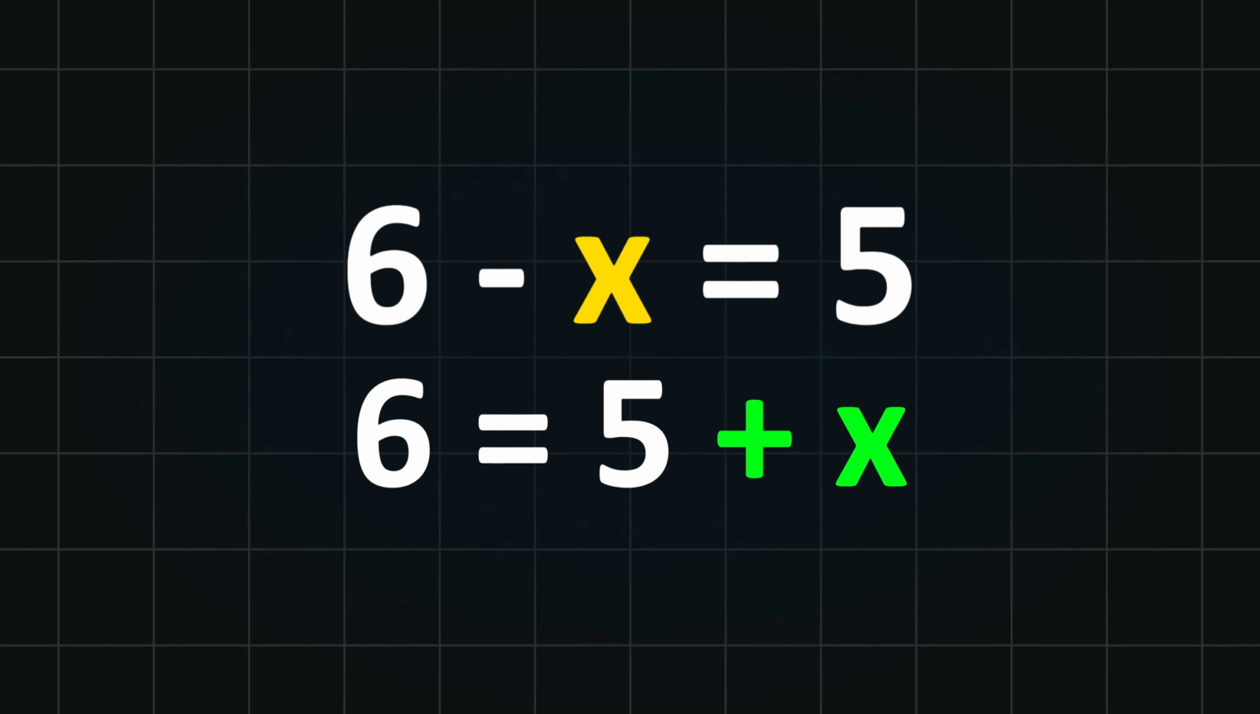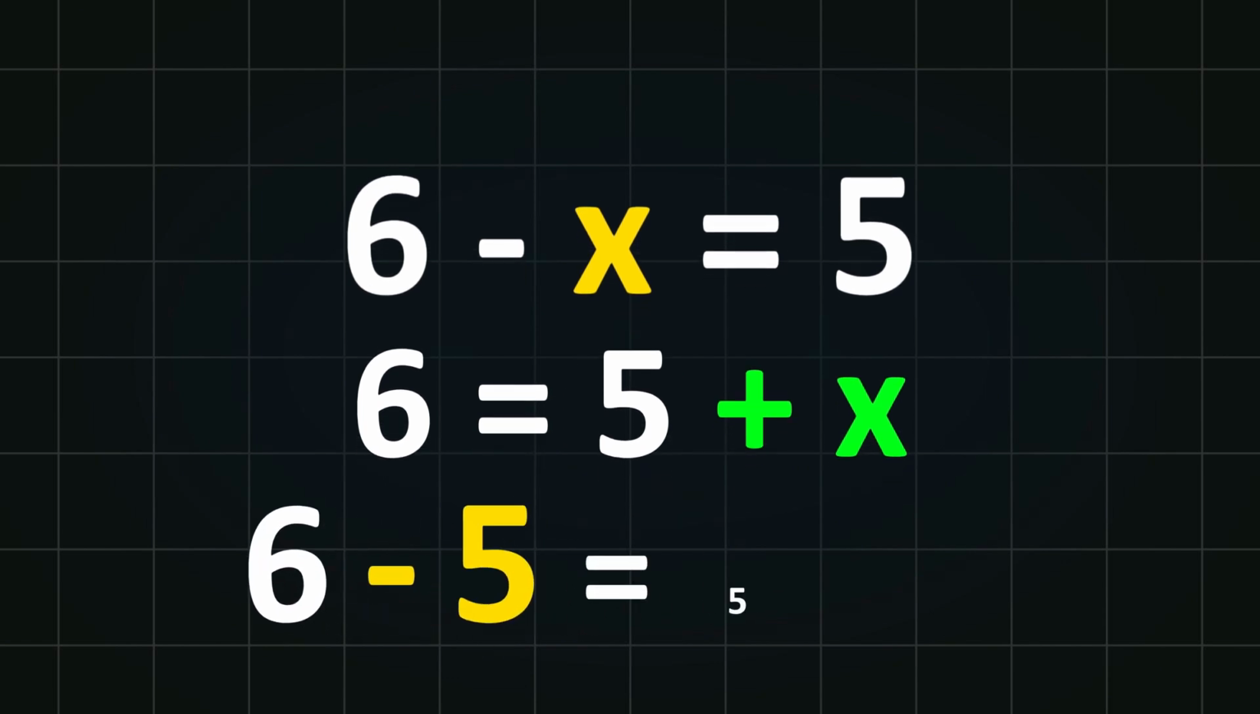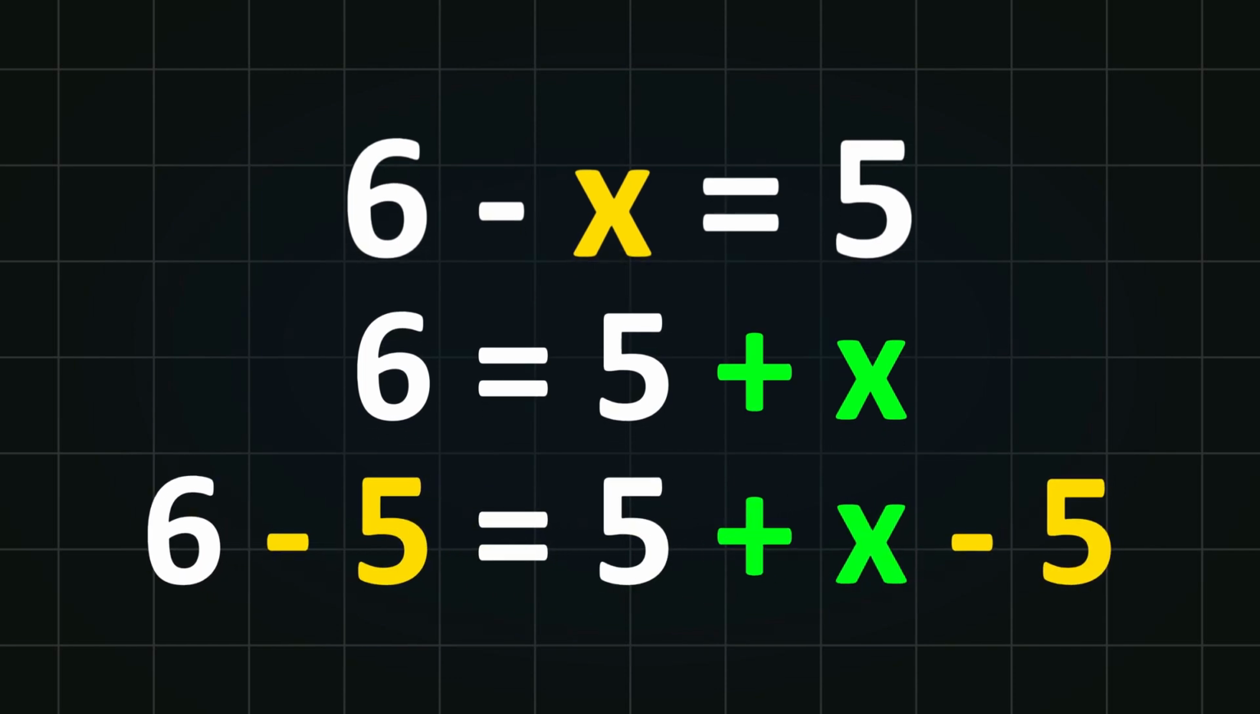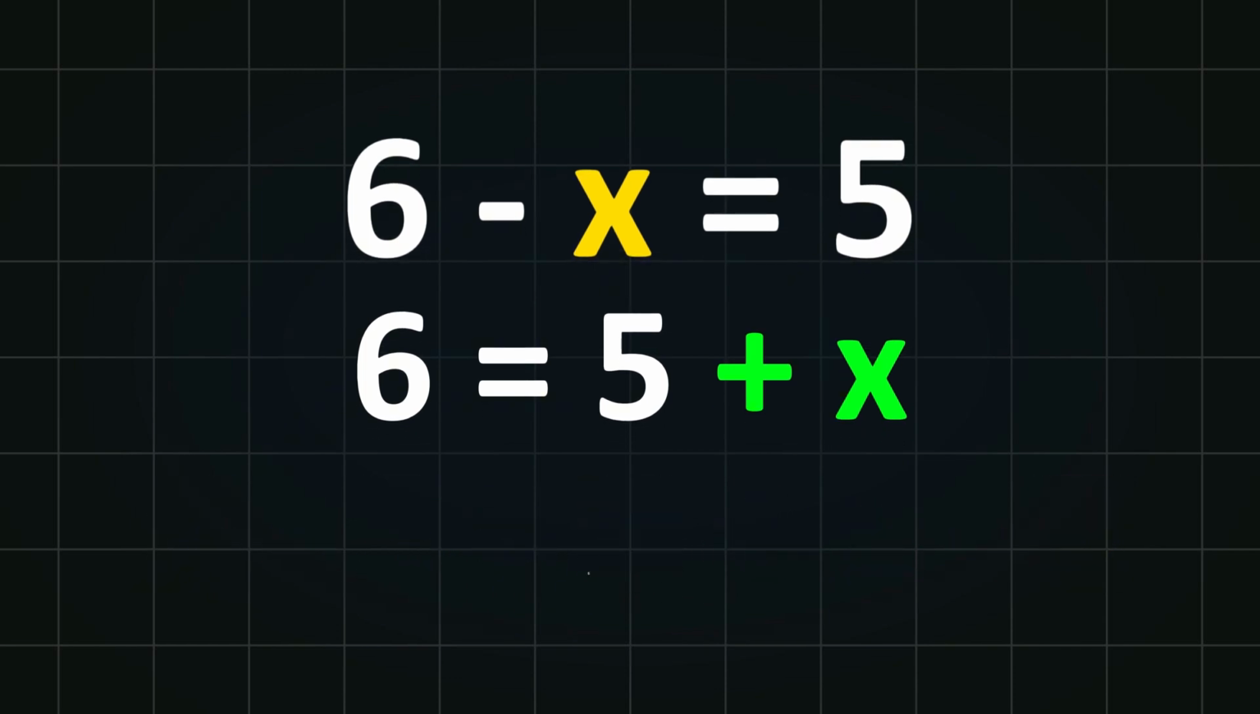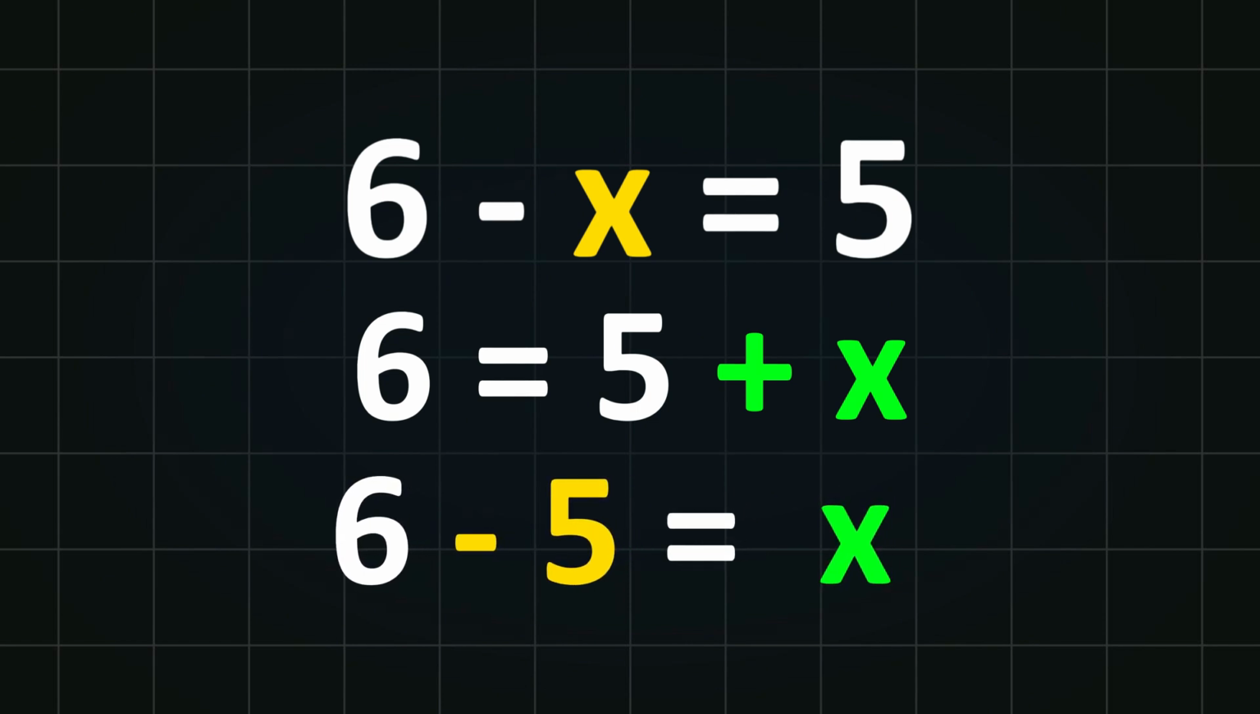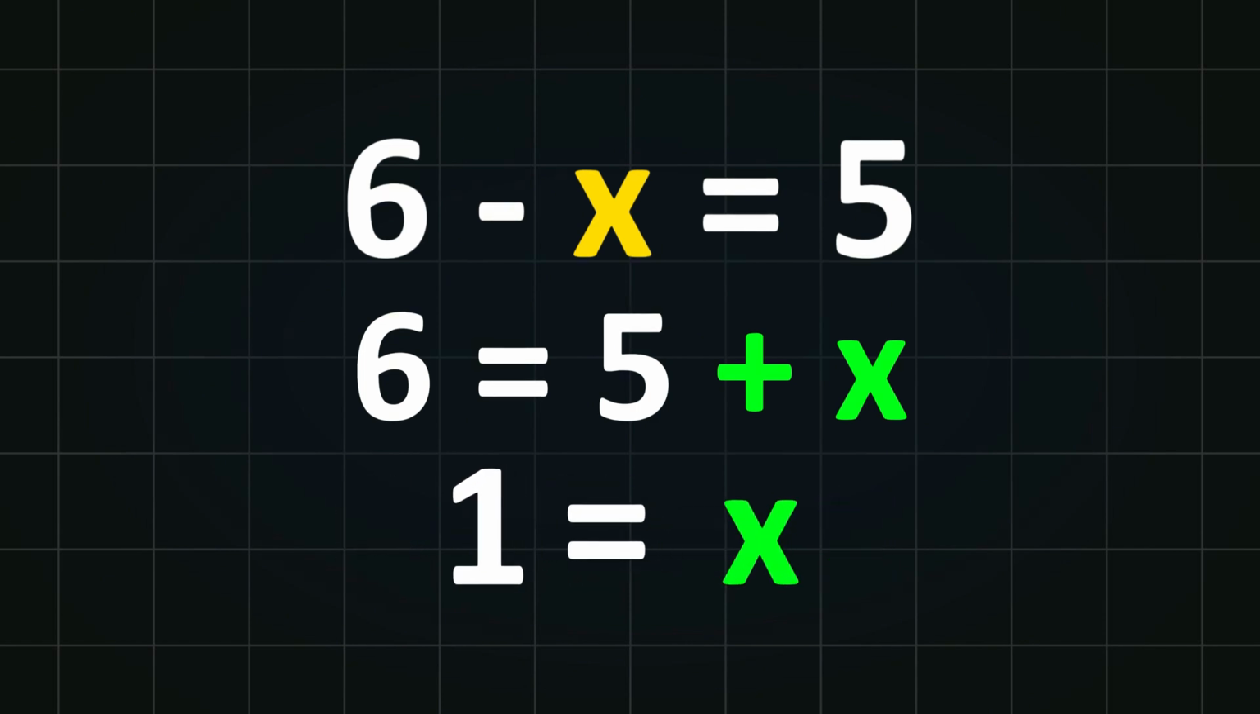Since it's 5 plus, as you can see on the left side of the 5, there is no minus sign, which indicates that it's positive. So we're going to do minus 5 on both sides. Minus 5 and positive 5 cancel out. So we're going to do 6 minus 5, and that's going to be 1 equals x. Okay, so x equals 1. That's one way to look at it.